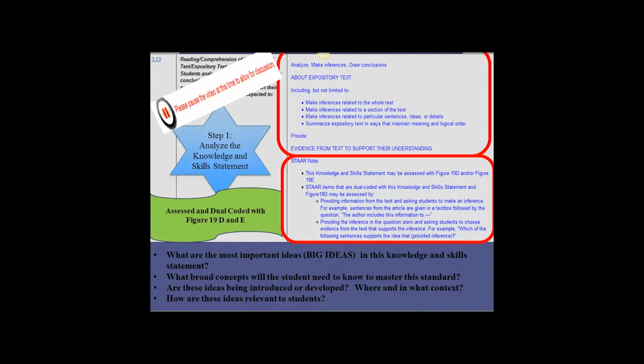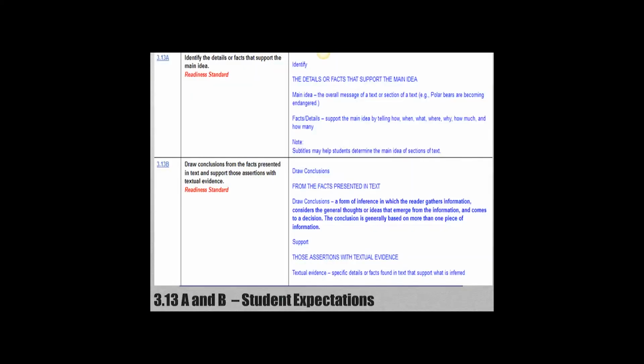What are the most important ideas in this knowledge and skills statement? What broad concepts will the students need to know in order to master this standard? Are these ideas being introduced or developed? And how are these ideas relevant to students?